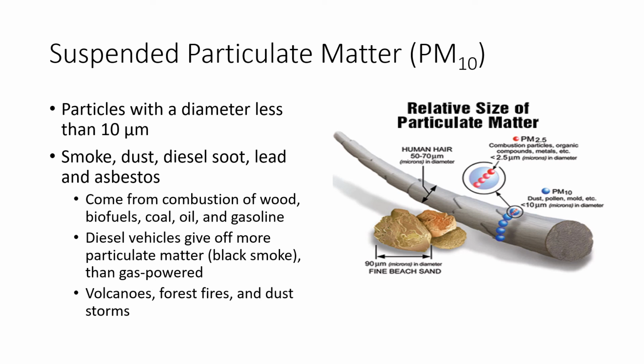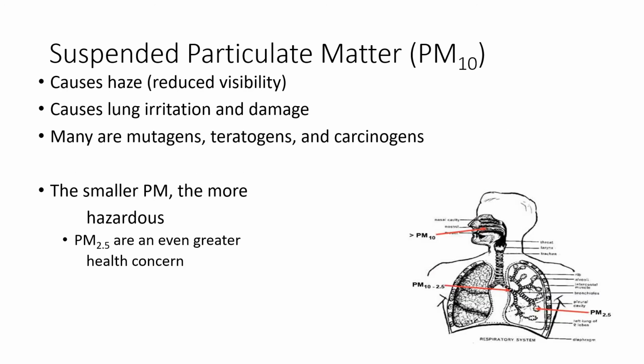It can come from the combustion of wood. We talked about this before, where there's a lot of soot that comes from biofuels. Diesel vehicles also have a lot of particulate matter. And then volcanoes with the ash, or forest fires, dust storms, all of those fine particulates can get into the lung and cause a lot of trouble. So not only is it a lung irritant, but it can also be something that's not as serious, like reducing your visibility, which is annoying.